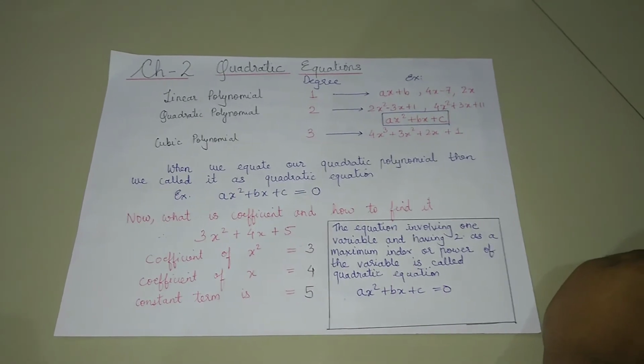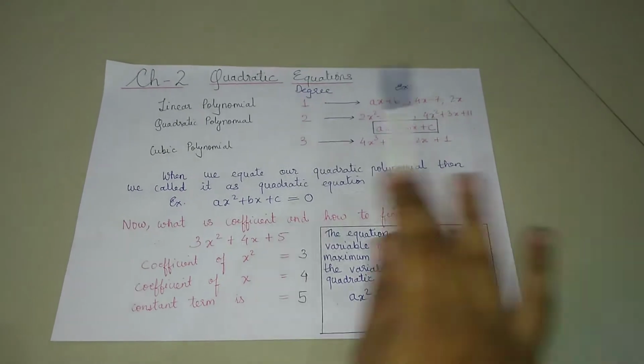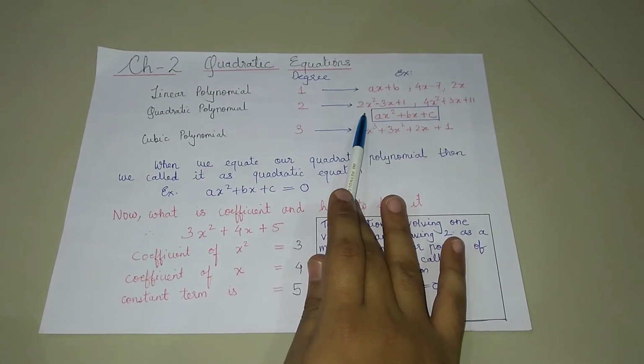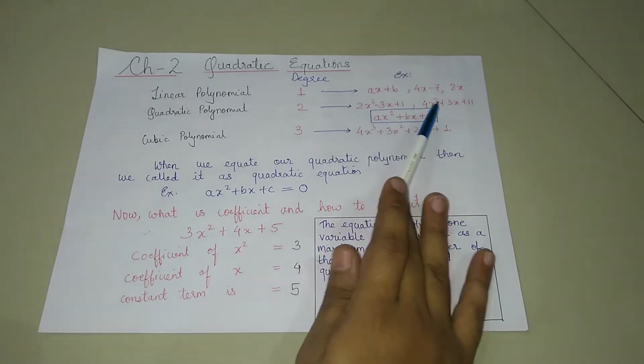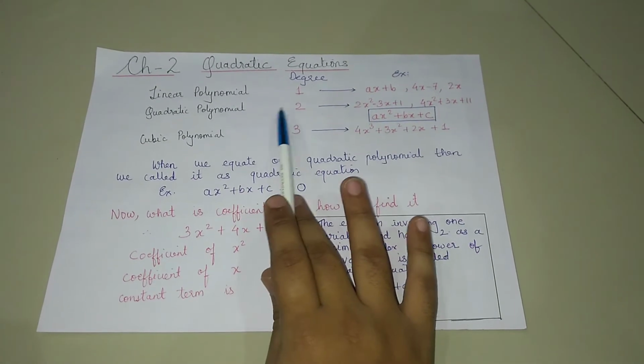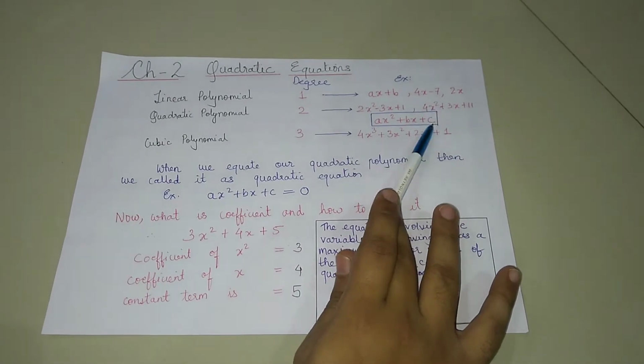So what do you mean by the quadratic polynomial? A quadratic polynomial has degree 2, and examples of that type are 2x square minus 3x plus 1, 4x square plus 3x plus 11. In general, the form of a quadratic polynomial is ax square plus bx plus c.